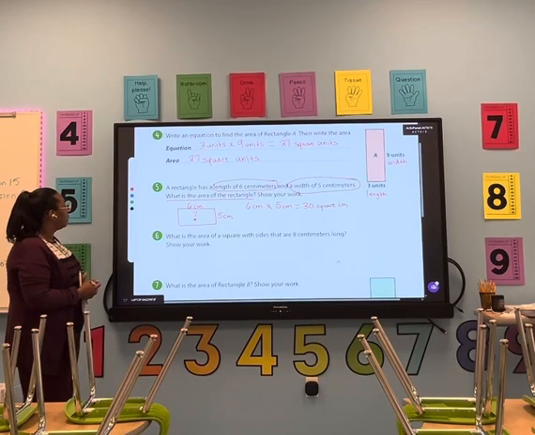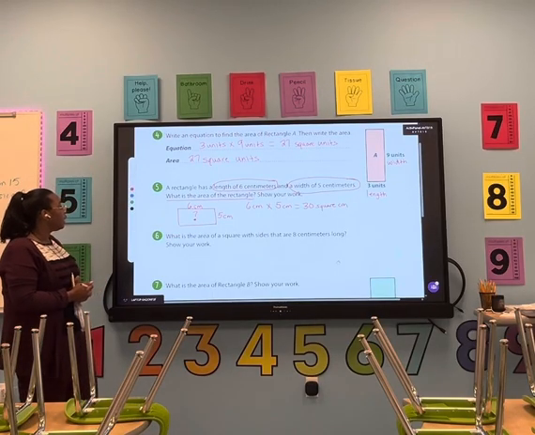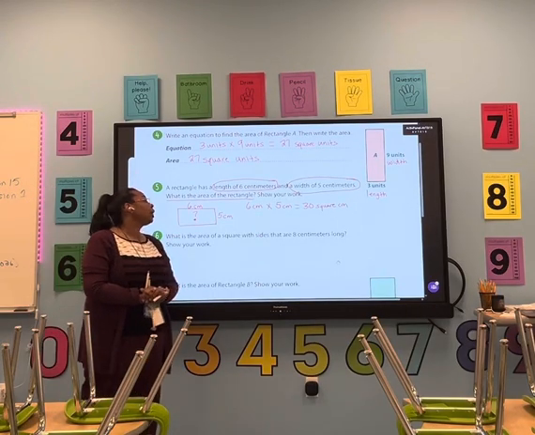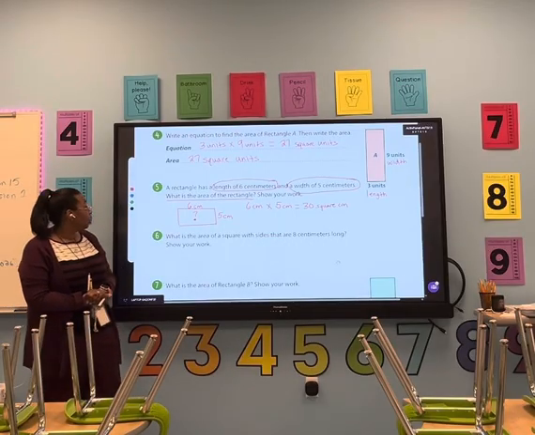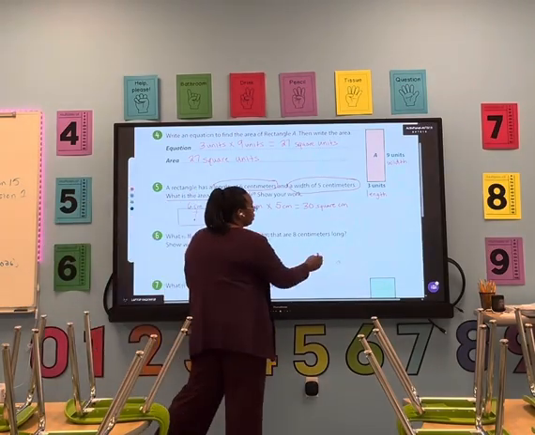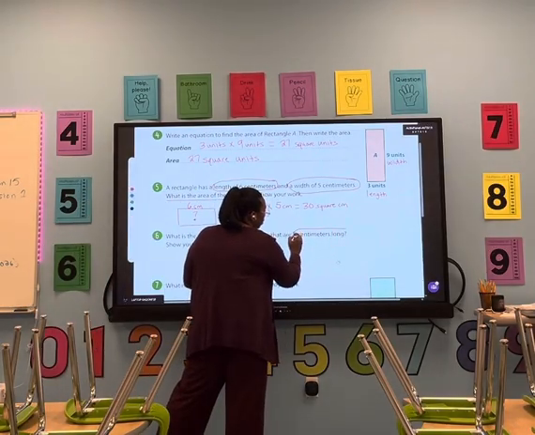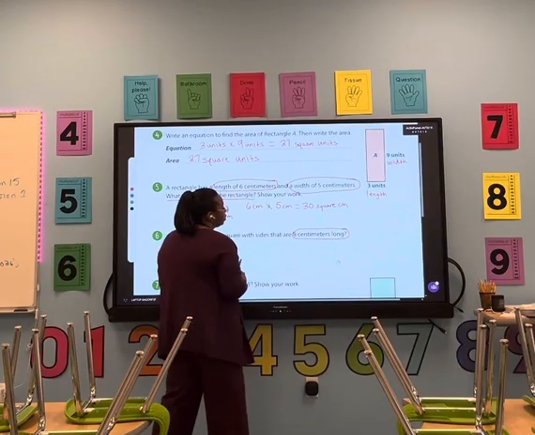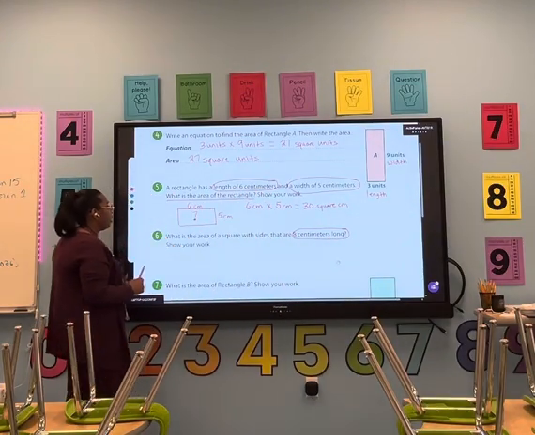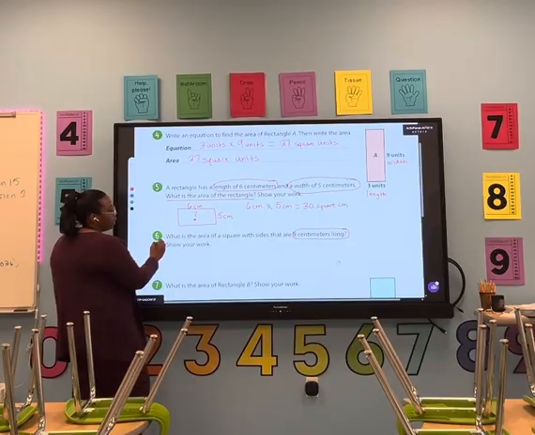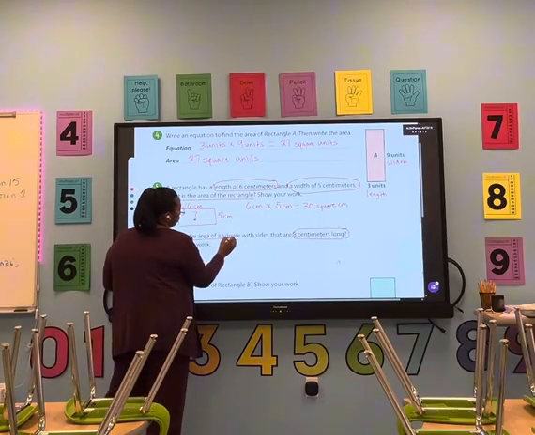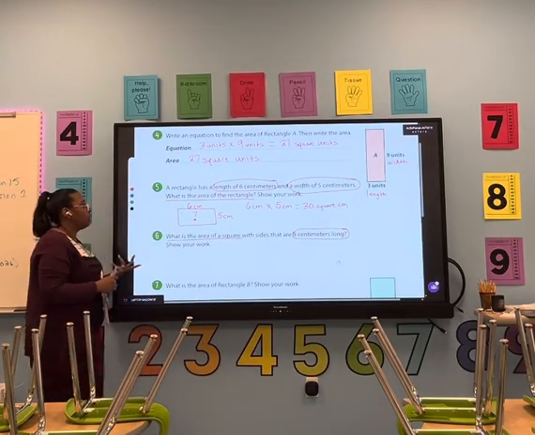Okay, let's go to number 6. Number 6 says, what is the area of a square with sides that are 8 centimeters long? Show your work. Okay, this is that special circumstance, but before we look at that, we're going to circle our 8 centimeters long, and we're gonna underline the question. The question says, what is the area of the square? That's what I'm trying to figure out.